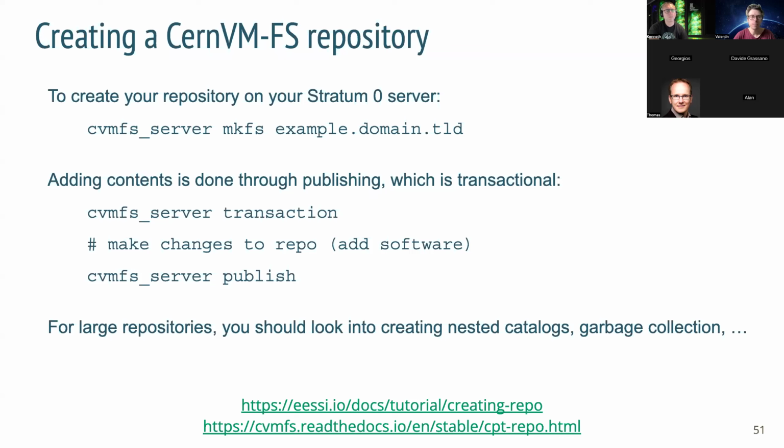Just as an idea, I don't know how many other HPC people are in the call, but I can imagine maybe checking something like this in the prologue of a job script, just to make sure that all of the nodes that are allocated to a job are on the same revision. That's probably a wise thing to do. Yeah.